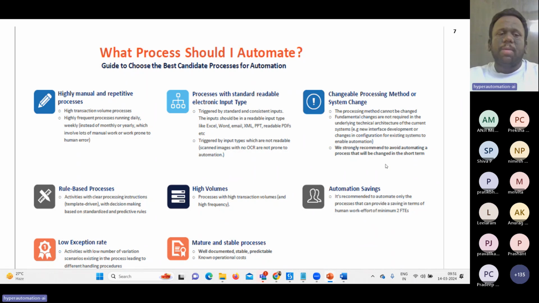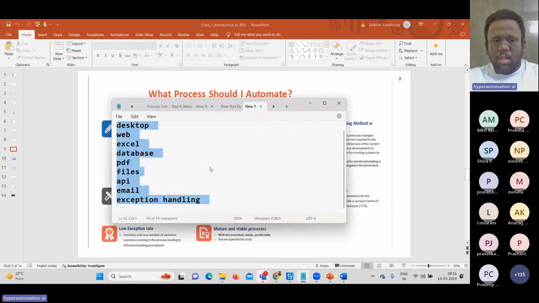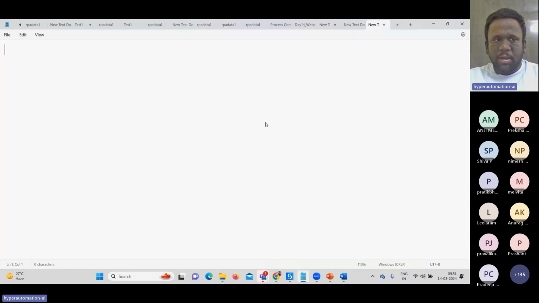Okay, so it should be a highly manual and repetitive process, nothing but a high transaction volume process. Before understanding this, we'll take a small example of some process, and we will try to understand these particular things. So there is something called the banking domain.